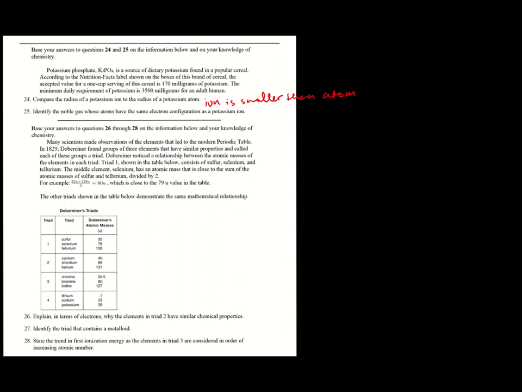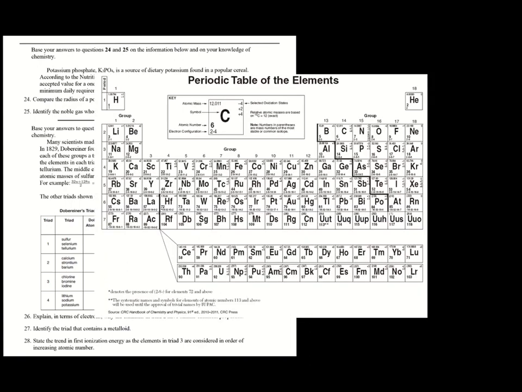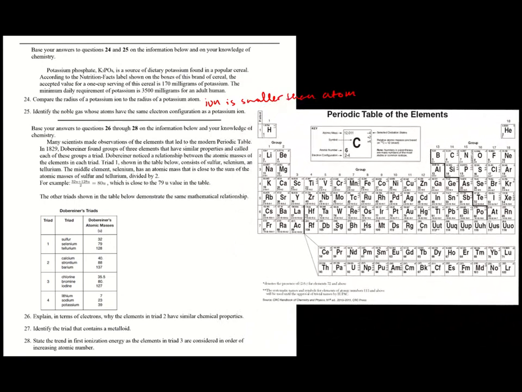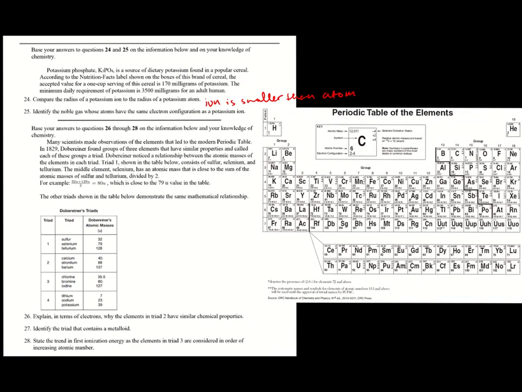Okay. Number 25, we have to identify the noble gas whose atoms have the same electron configuration as the potassium ion. So we need to pull up that periodic table, and it's right here. So we are comparing potassium. When it loses that electron, it becomes like the noble gas of period 3. So right here, it moves up 1 period all the way to the end. So its configuration is going to match that of argon. So you go from 2-8-8-1 to 2-8-8. That's argon.